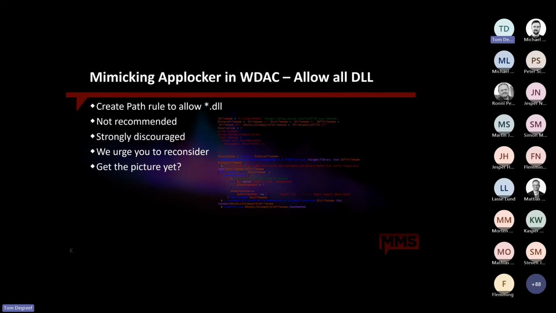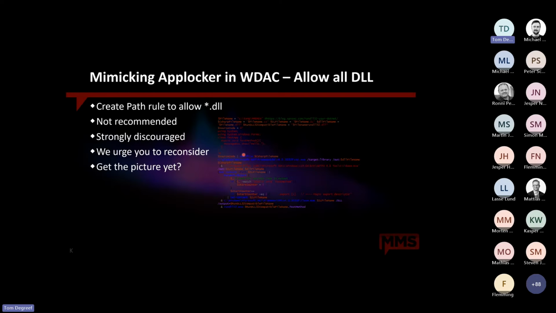Allowing DLLs to run in your environment is actually not a very smart thing to do. We do not recommend it. We even strongly discourage you to do that. And if you consider doing that, we urge you to reconsider. If you look at the code here on the right, it's just a small snippet, but it basically compiles everything here in the source code to a DLL. That's roughly 10, 20, 30 lines of PowerShell code to compile C# code to a DLL instead of an executable, and that would be allowed to run.